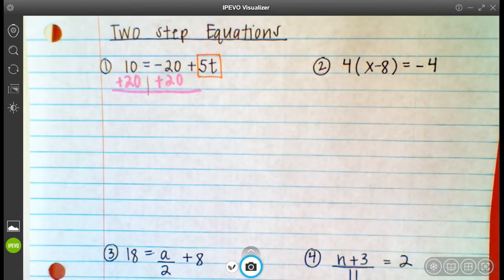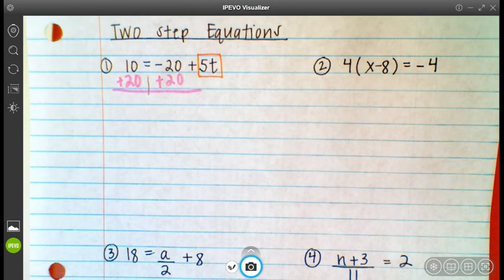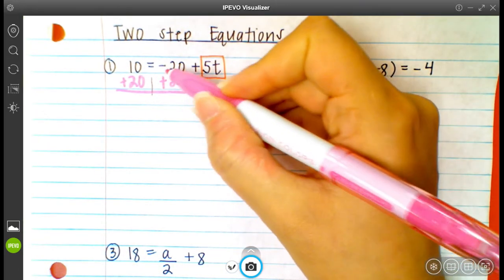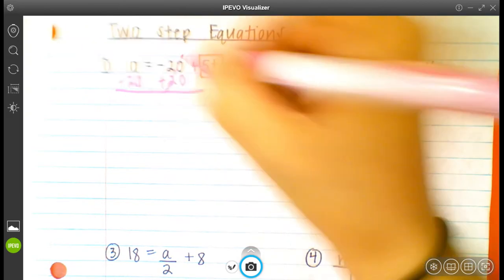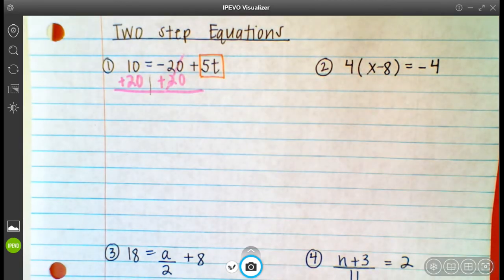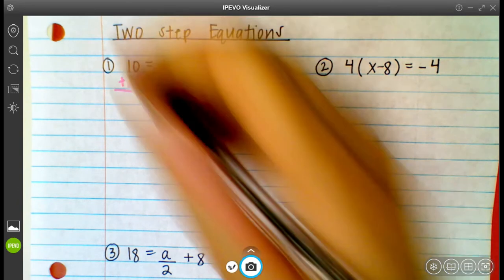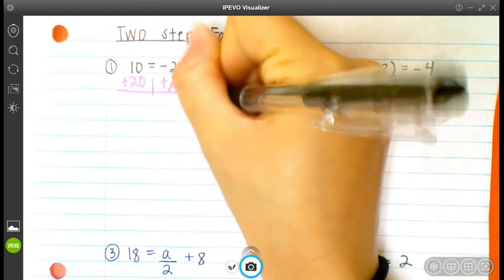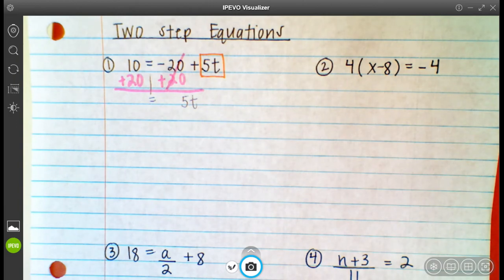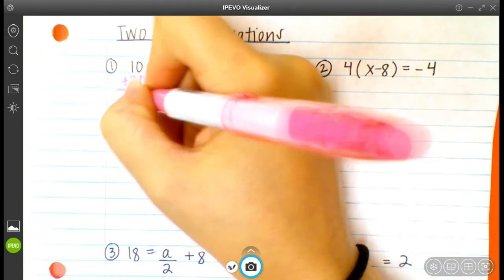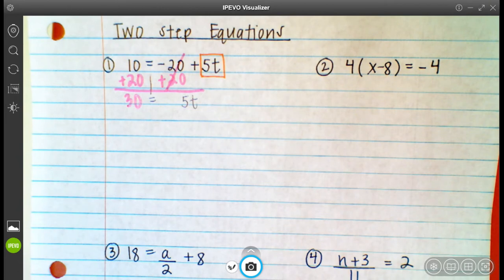All right, as we discussed yesterday, we are going to do this pair of subtracting 20 and adding 20, add to make 0, or they undo each other, leaving us with 5t equals whatever 10 plus 20 is. Well, 10 plus 20 is 30. All right, now we are super, super close.